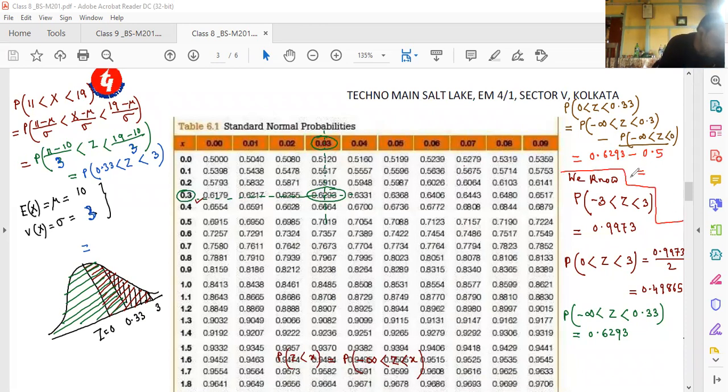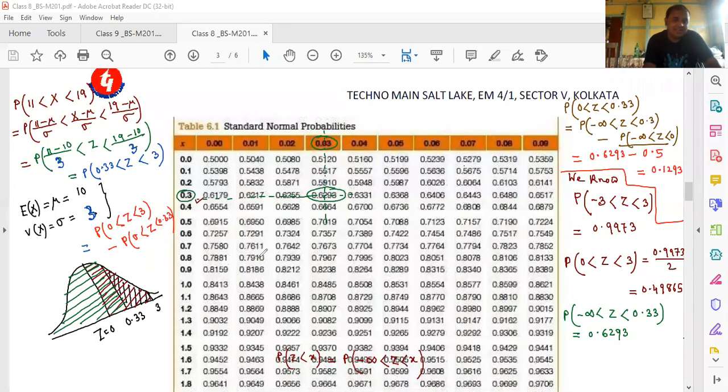So you can subtract it, 0.1293. So this probability is coming out to be 0.1293. So we have got the probability of Z lying between 0 and 0.33. And therefore, the probability of Z lying between 0.33 and 3 can be expressed as the probability that Z lies between 0 and 3 minus the probability that Z lies between 0 and 0.33.